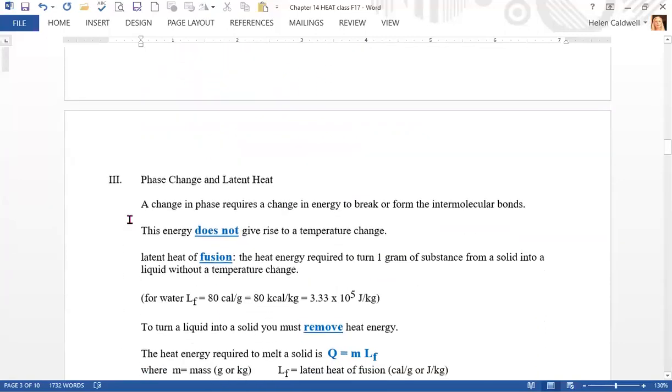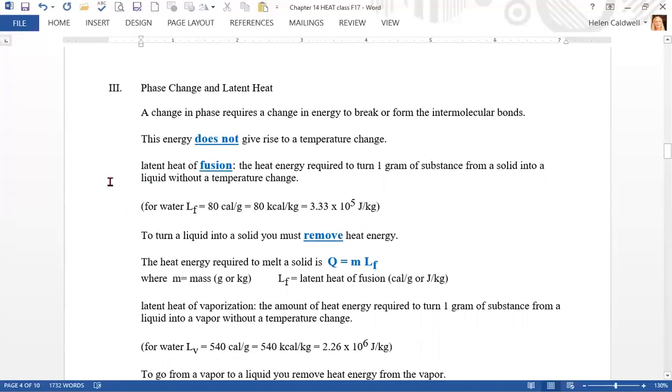All right, let's talk about phase change and latent heat. A change in phase, remember phase is like going from a solid to a liquid or a liquid to a gas. So a change in phase requires a change in energy to break or form those intermolecular bonds. The energy does not give rise to a temperature change. So when you are boiling water, if you stick a thermometer in it, the water still stays at 100 degrees Celsius. Even though you're adding heat energy and you're making steam, the water does not change in temperature. That added energy you give it goes into breaking those intermolecular bonds and making the water molecules move away from each other. So now it's not a liquid but a gas.